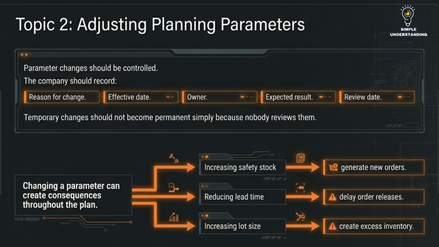Changing a parameter can create consequences throughout the plan. Increasing safety stock may generate new orders. Reducing lead time may delay order releases. Increasing lot size may create excess inventory.